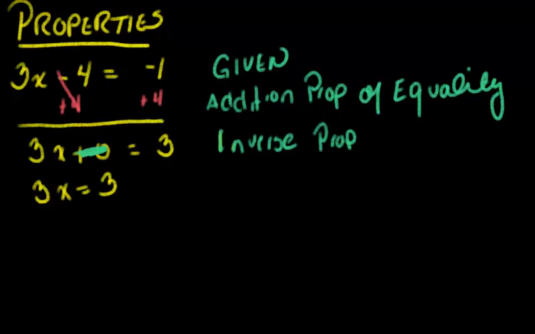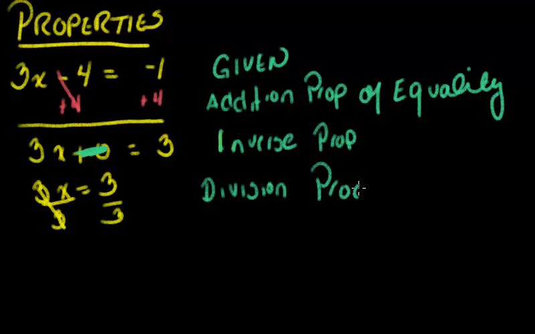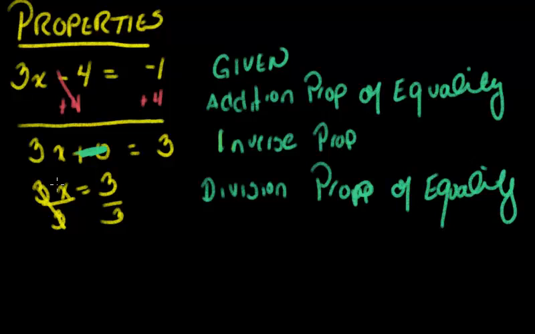And then you're going to divide both sides here by 3. And when you do that, you are using, again, the division property of equality. And then you wind up with x equals 1. There's no property there. This is your answer.